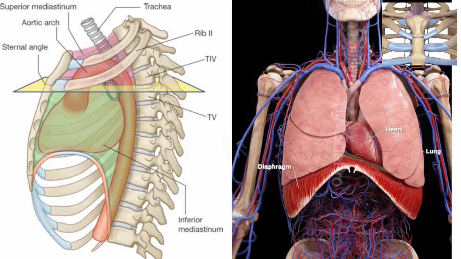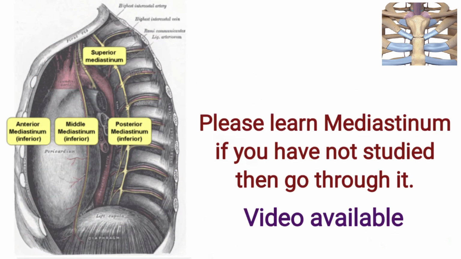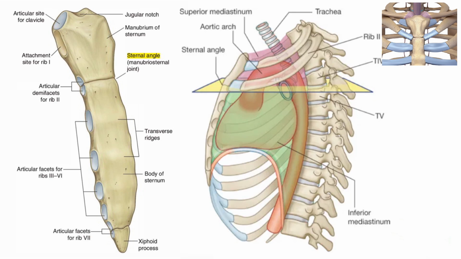Inferior mediastinum is again divided into three parts: anterior, middle and posterior. Now we will not go into detail because our topic is sternal angle. So the sternal angle is like a divider line between upper and lower chest compartments.